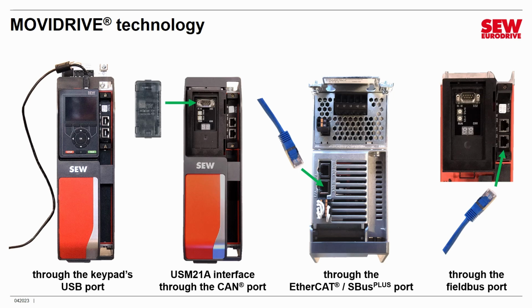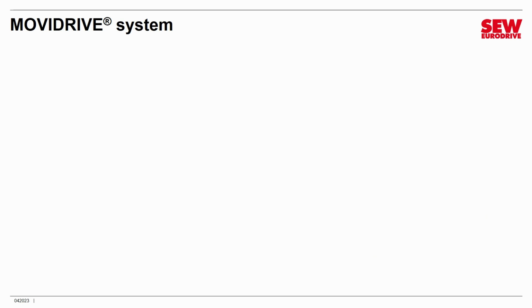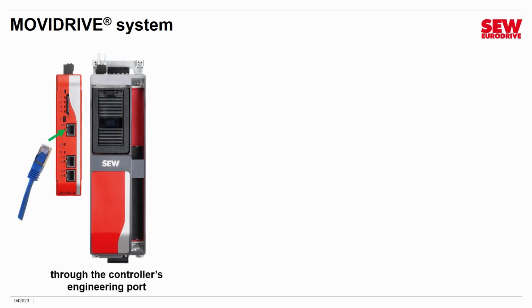Of course, in certain cases, they might not be appropriate, but one of these methods will get you in. So that's MOVI technology. What about MOVI system? Well, you engineer that typically through the controller's engineering port. You would plug an Ethernet cable in between that and your PC, and then you would scan in, and whatever's connected to the controller, you'll be able to see and work with. And if you have a whole chain of VFDs, you will see them all. If the controller can see them, you can see any one of them and work with a whole chain of devices, which is really neat.